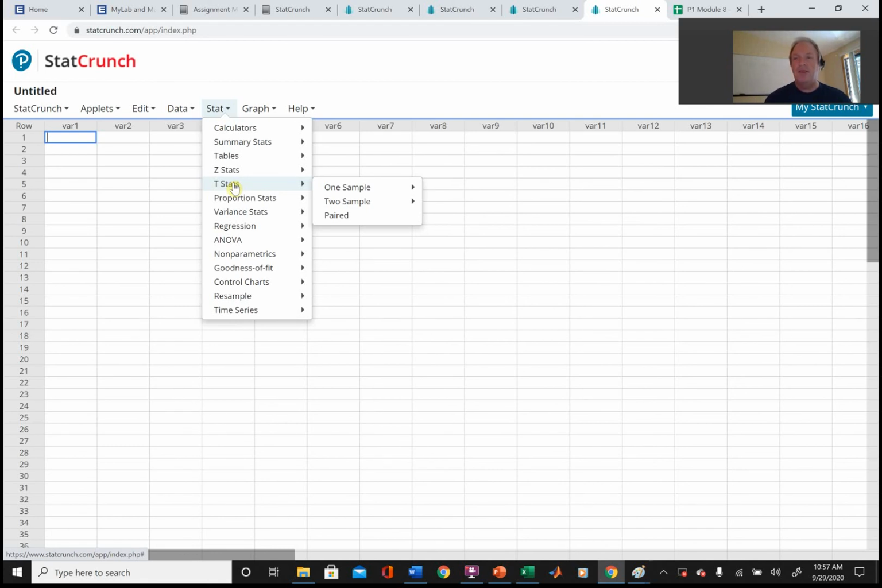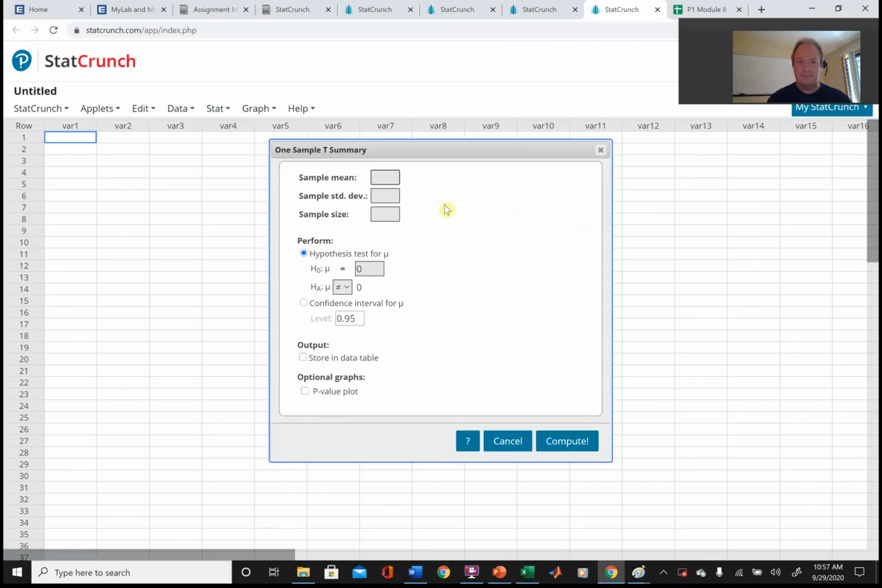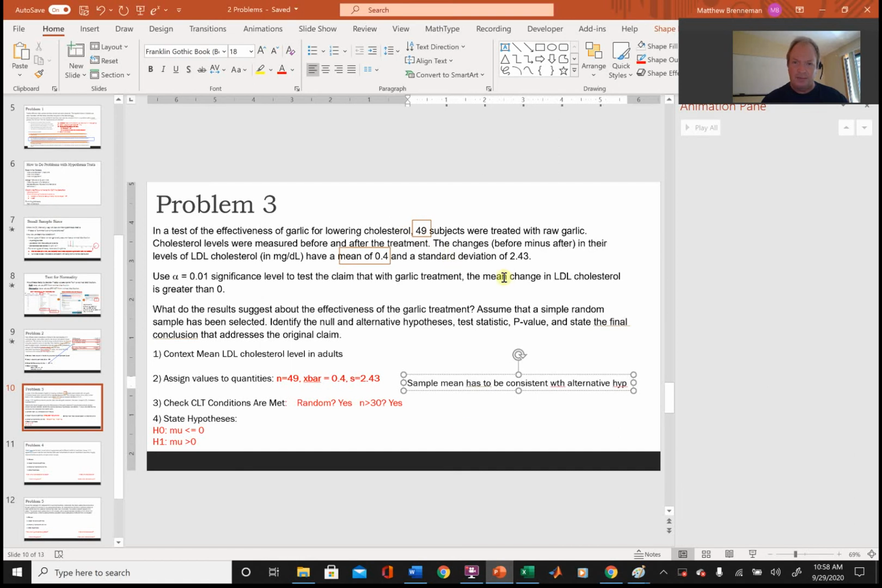So when I'm running a hypothesis test on the mean, and I'm using the t-score, I'm going to use t-stats, and I have one sample. And here, I'm using the summary statistics. I'm not using the actual data. I'm given the summarized version of the data set. So let's go back and put all of our values in. So this is 0.4, right? Our standard deviation was 2.43. And our sample size, let me just check and make sure, it's 49.